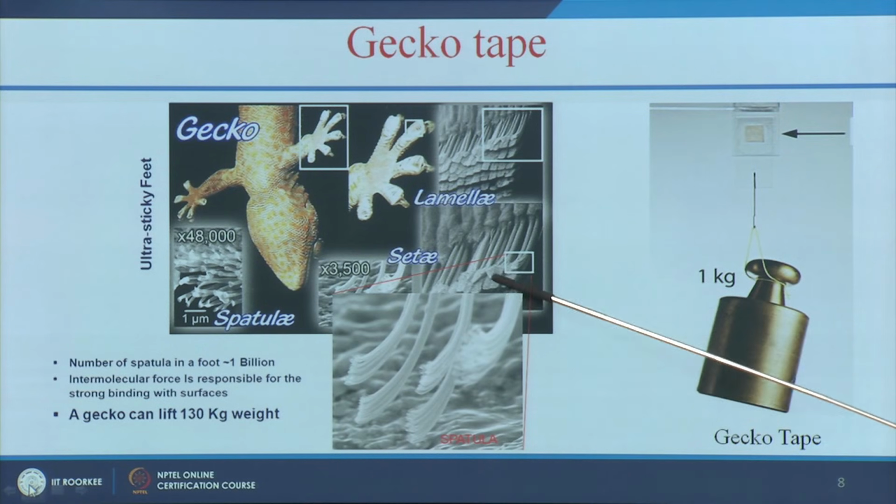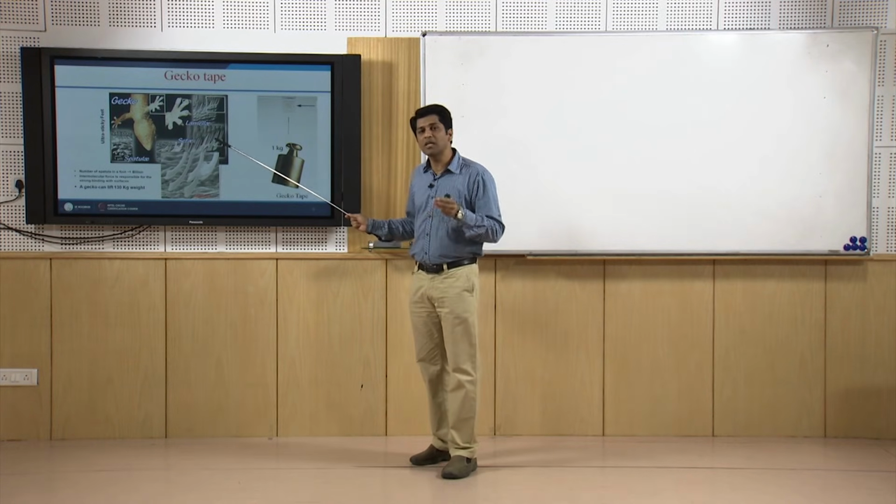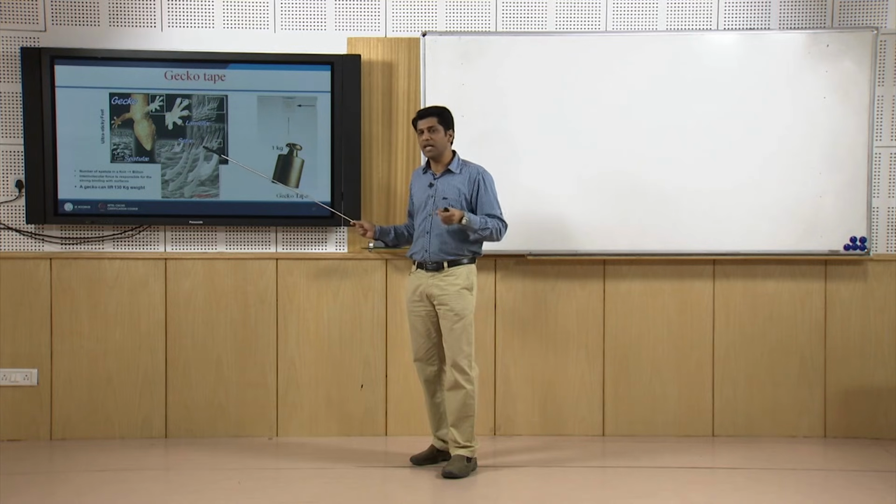So for normal objects you have to use the light microscope, but when you want to see something in the nano structure, nano level, you have to use electron microscope like transmission electron microscope or scanning electron microscope to see the nanoscale structures.